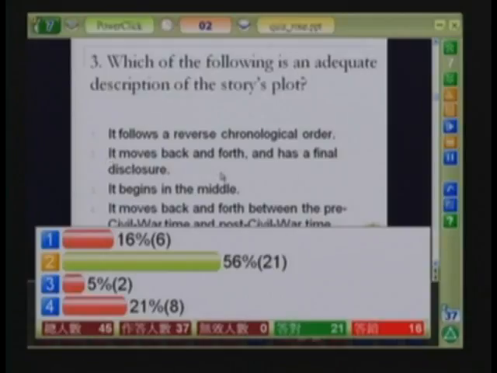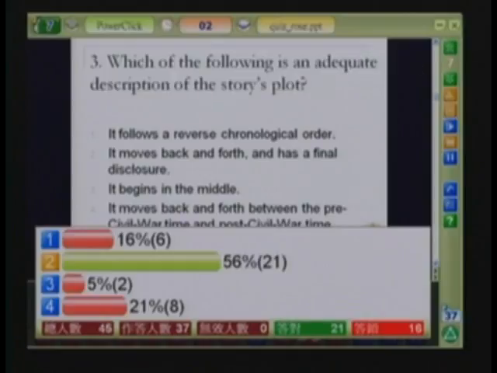It's number 2. It moves back and forth and has a final disclosure. So we have a kind of final surprise, a final revelation of what actually happened to Emily, or maybe between Emily and Homer Barron. A&P begins in the middle. A Rose for Emily begins at the end. It starts from the ending, and then moves back and forth in different periods of her time, and then ends with the ending. Okay. A&P has a chronological order.